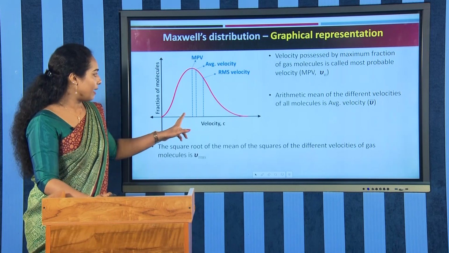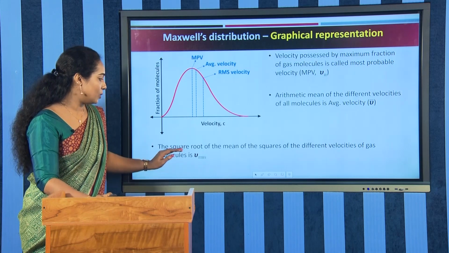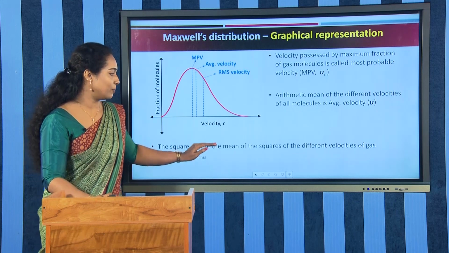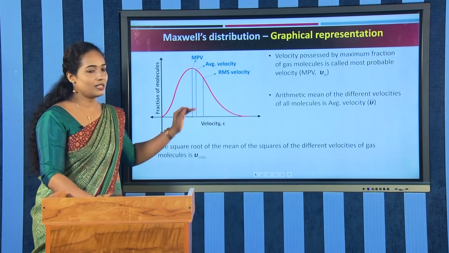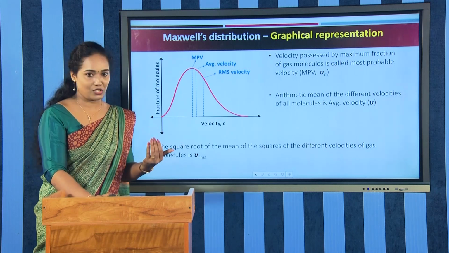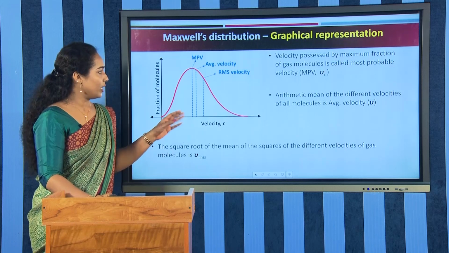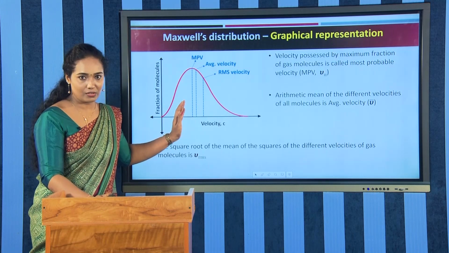And also another velocity value that we get from this graph is RMS velocity, that is the square root of the mean of squares of different velocities. Actually, I will come to these sections in the next session. Okay, more detailed class will be given later. Anyway, these are the three important velocities that we can obtain from this graph.